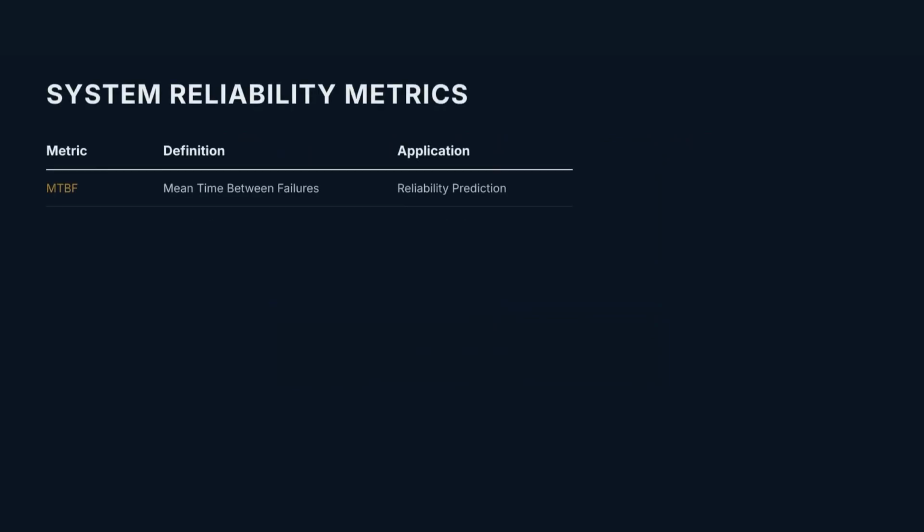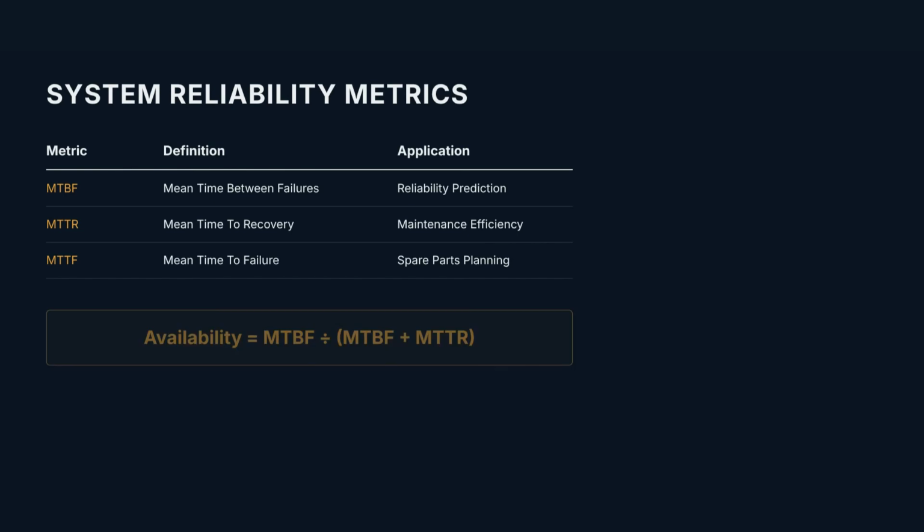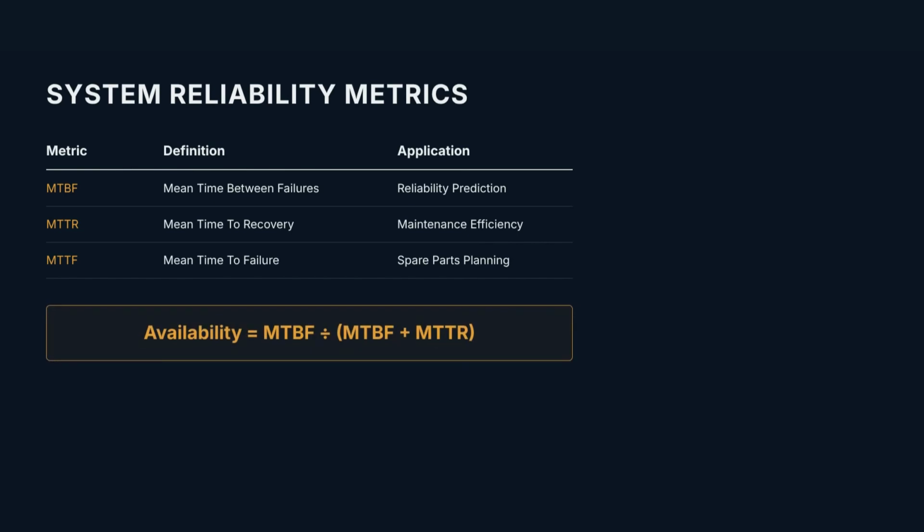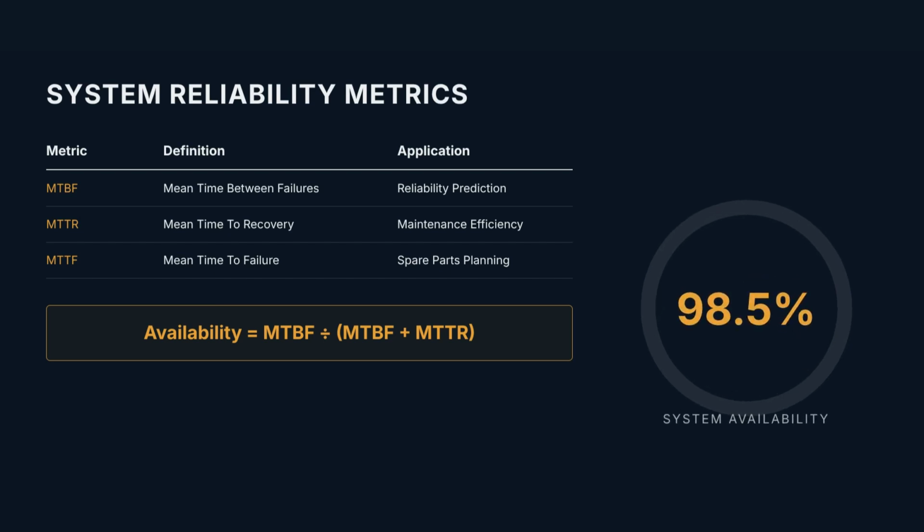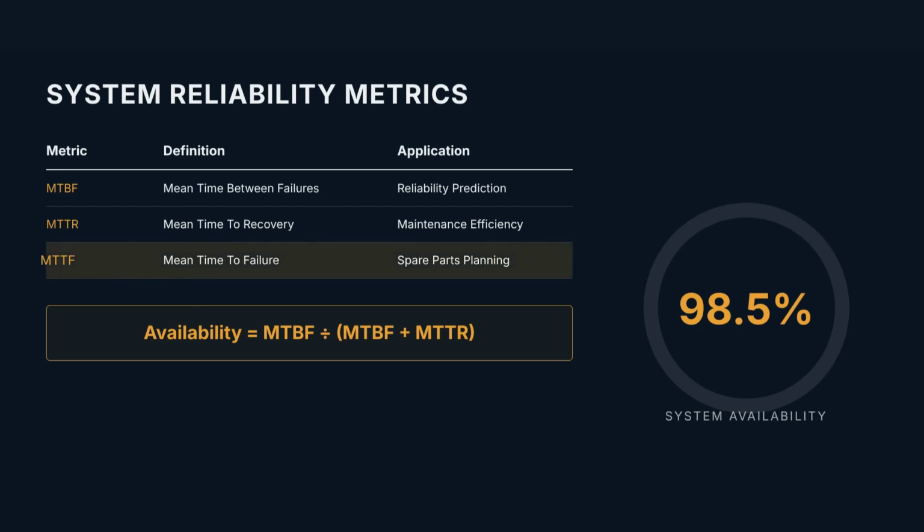Put them together and the relationship becomes obvious. MTBF tells you how often failure happens. MTTR tells you how fast you recover. Availability, the number operations leadership actually cares about, is MTBF divided by MTBF plus MTTR. You can have excellent reliability and still post poor availability if your recovery is slow. MTTF, meanwhile, feeds the spare parts plan that keeps MTTR low in the first place.